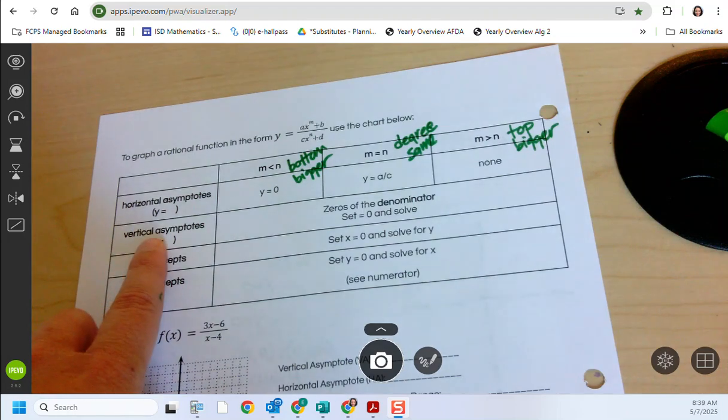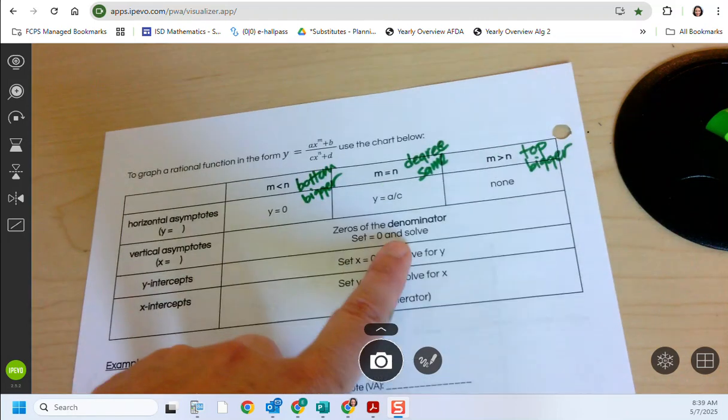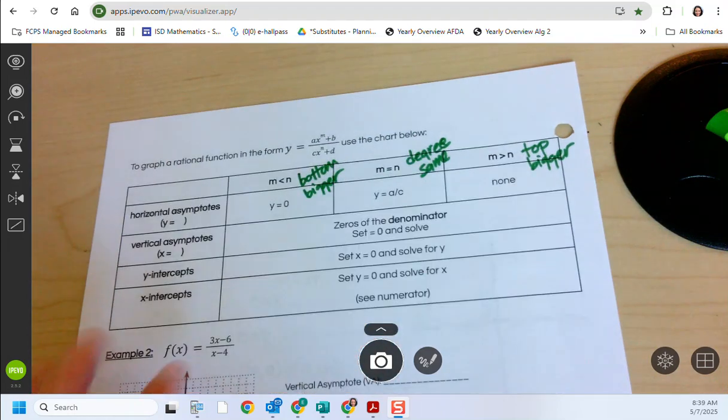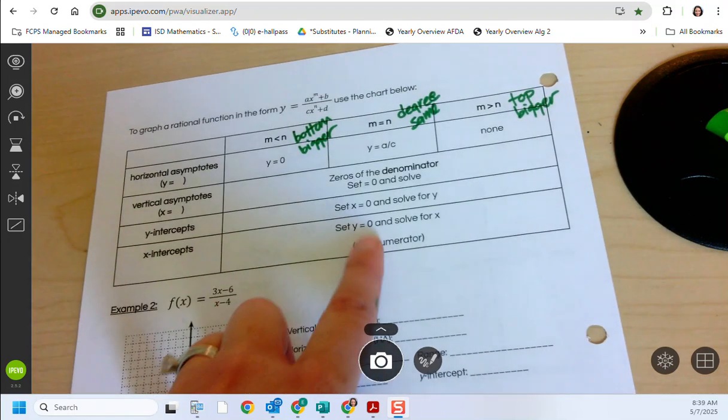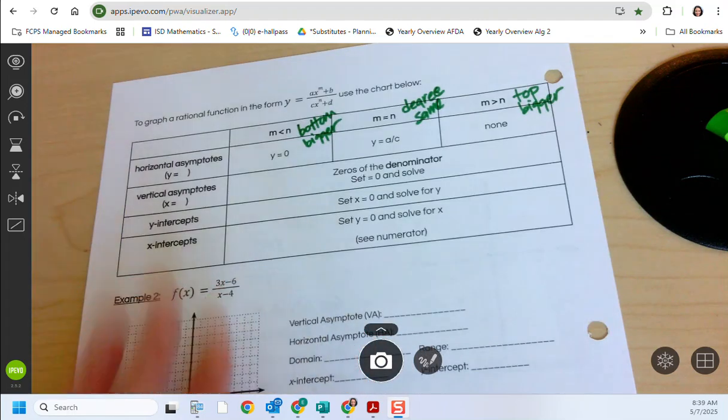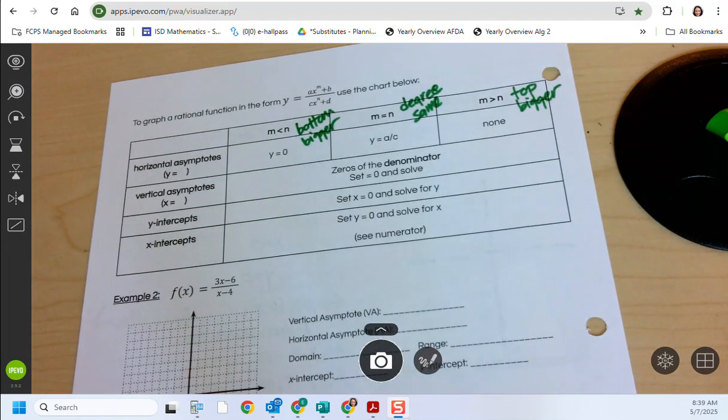The vertical asymptotes are just the zeros of the denominator, so you set your denominator equal to 0. To find the y-intercepts, you make x 0. To find the x-intercepts, you make y 0. And of course, we'll have your calculator to assist you.